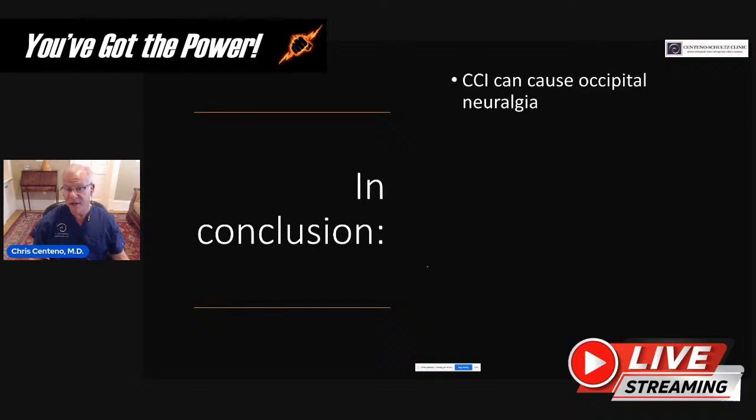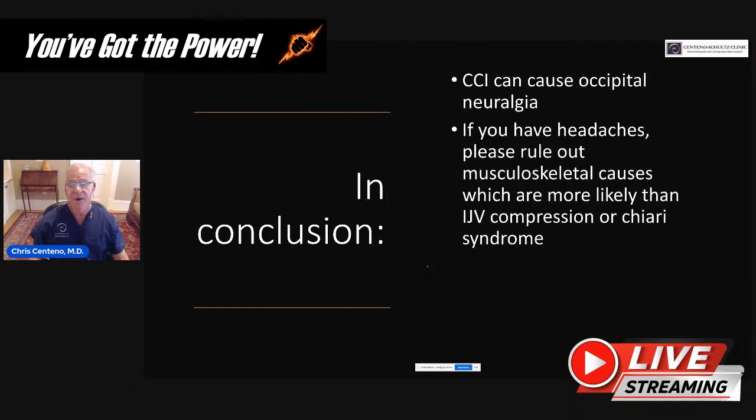So in conclusion, CCI can cause occipital neuralgia. If you have headaches, please rule out the musculoskeletal causes. I can't emphasize this one enough, because I've got a lot of patients right now, because it's very trendy on social media, talking to me about IJV compression and how we are dealing with that, et cetera. Obviously, one way to deal with that would be treating the CCI.